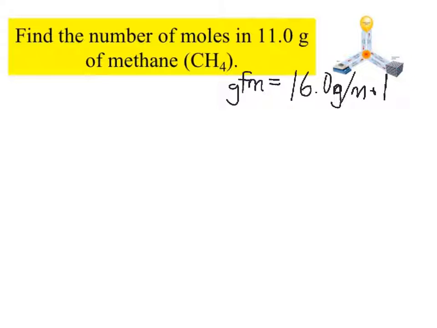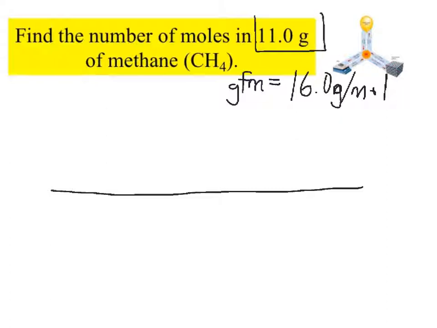So we can go right into our T-chart. Find the number of moles in 11 grams of methane. Well, this time we are given grams. So we're going backwards on the chart. If we're starting with grams and we're trying to find moles, we're going to be traveling this way on the diagram. So you just got to follow the right road and it'll give you the right conversion factor.